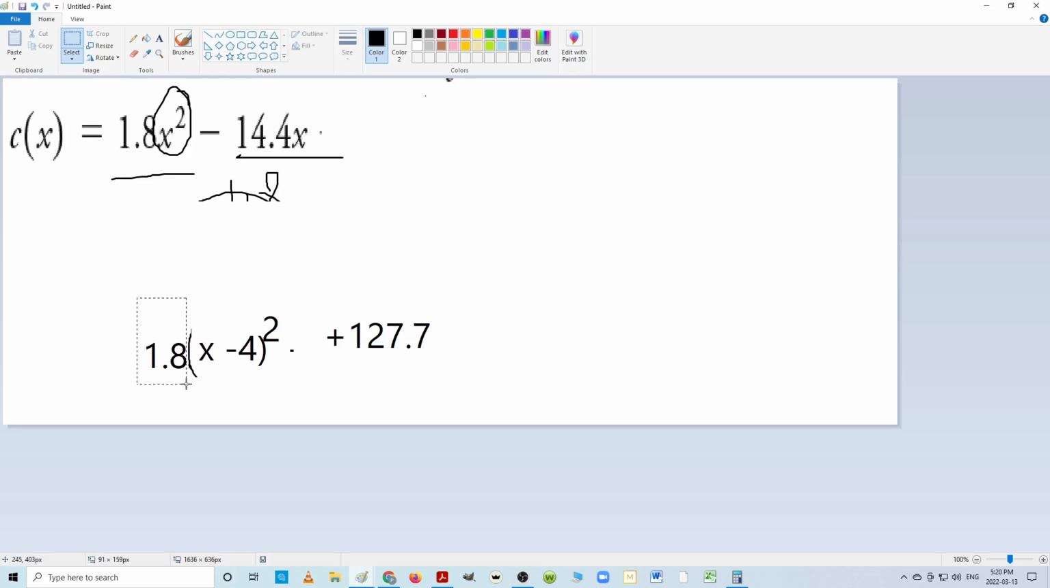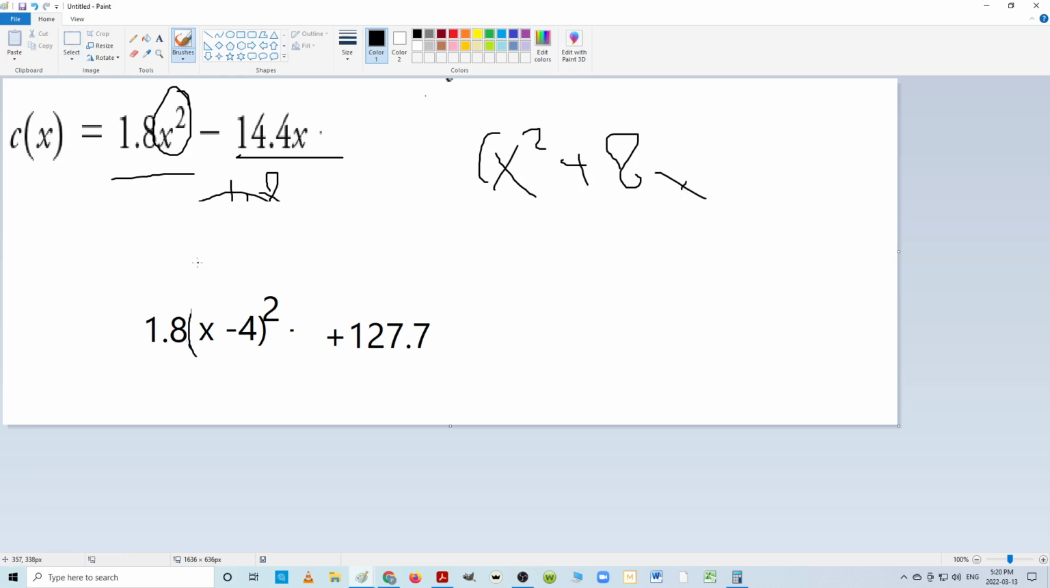So again, the steps were factor out the 1.8, discover that it was x squared plus 8x, figure out the perfect square that will create that, and then subtract also the number that is not what we want out of it. That way when this expands, I get rid of the 16 that it creates, then multiply it by the 1.8 and add it to that. And that's the final result, which means I have a vertex here of 4, 127.7, and because it's a positive leading coefficient, it's facing up.